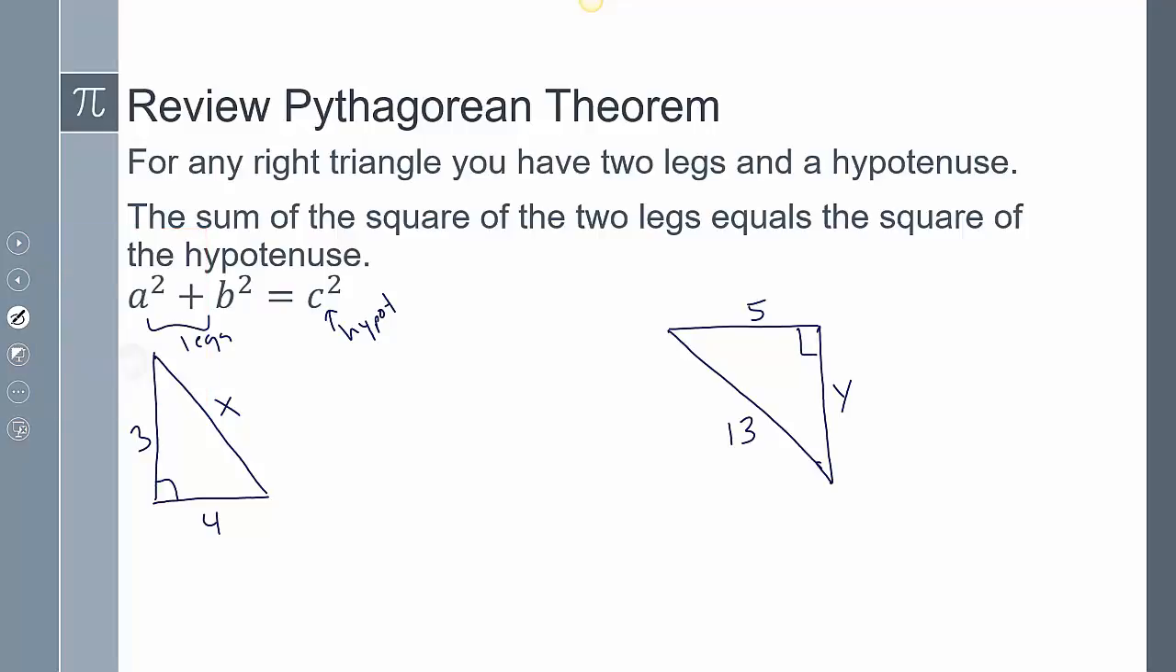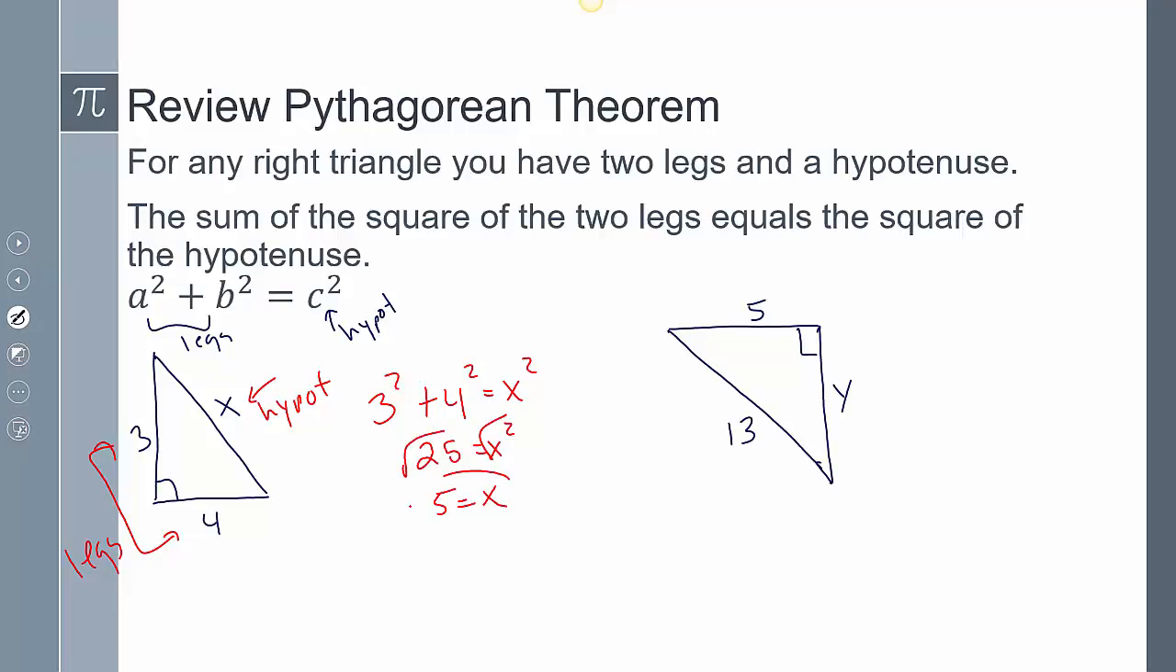Now in referencing this triangle here, these two values right here, those are the legs, and that is my hypotenuse. So I can find my value by doing a squared plus b squared equals c squared, and then this is 25. And so taking the square root of both sides, I get 5 equals x.